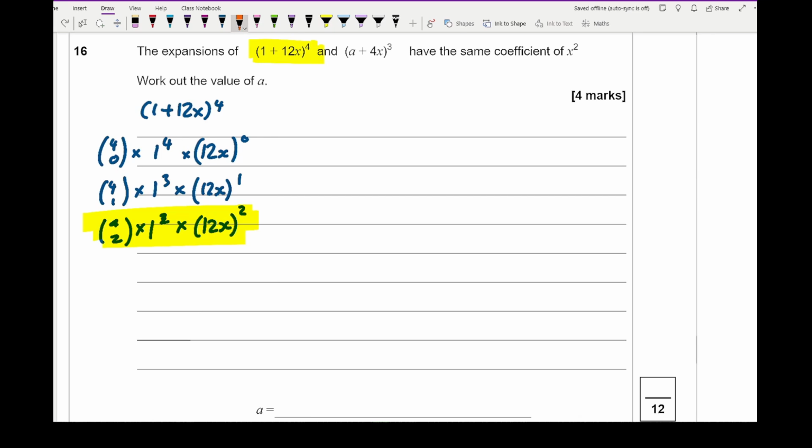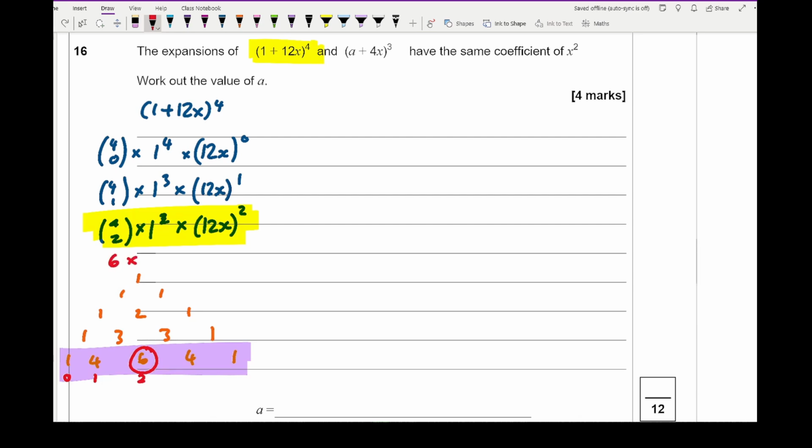So that is what I'm wanting to work with. Now if I do Pascal's triangle, let's just do this here. So I've got 1, 1, 1, 1, 2, 1, 1, 3, 3, 1, 1, 4, 6, 4, 1. Now 4C2 is using this line here. Now remember that with Pascal's triangle, the first term is 0. So that's 0, 1, 2. So I want the 4th row and the 3rd number. So that's going to be 6.